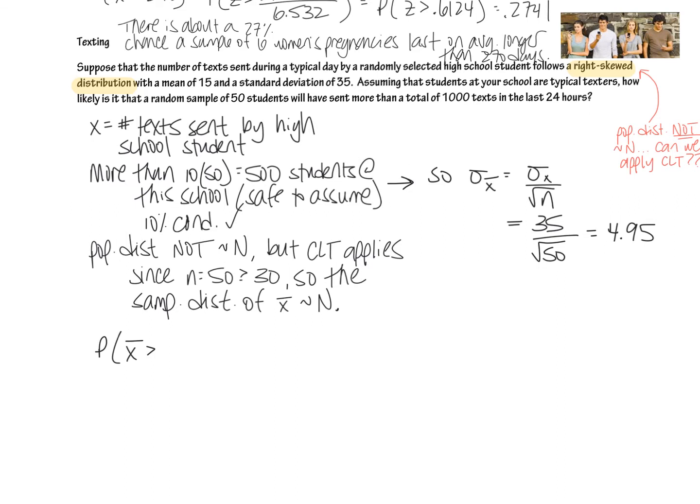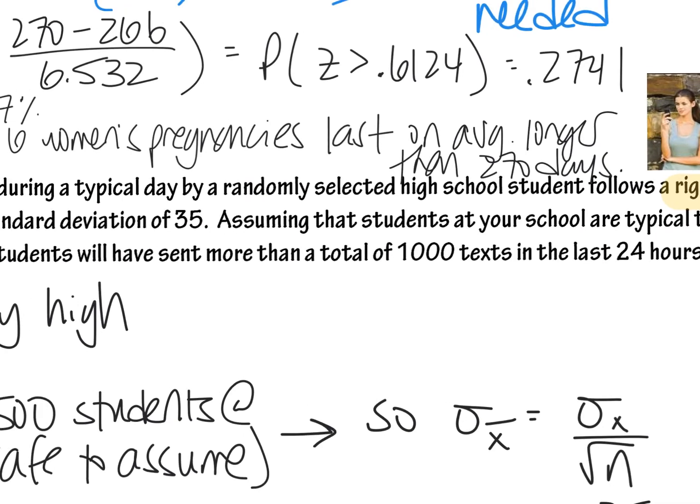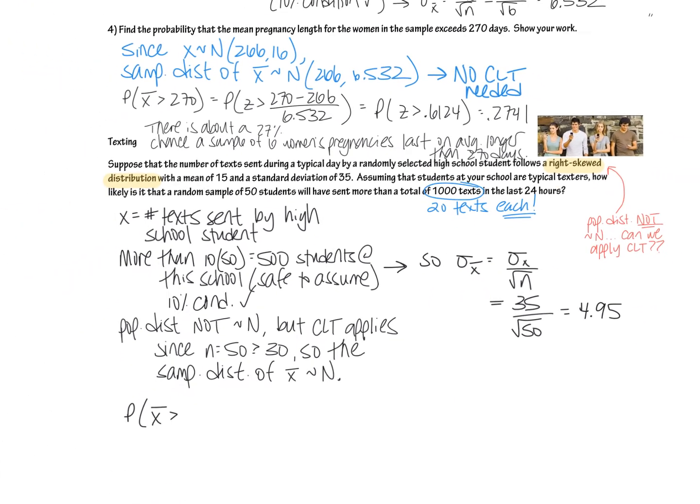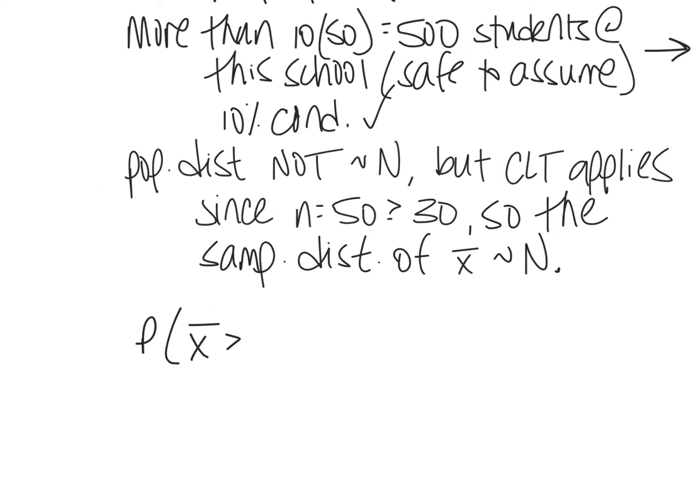Here's the weird thing though, is that I kind of am getting stuck when I'm writing my probability that X bar is greater than, do I use the 1,000? No, because that's the sample of 50 students, a total of 1,000. And I want to know, I guess, this X bar means mean. So if it's 50 students, total of 1,000 texts, how many does that mean they've each sent on average? 1,000 divided by 50 is 20. So 20 texts each on average. So make sure you're not using the 1,000. This is kind of a trick question, but that's where my 20 is going to come in.